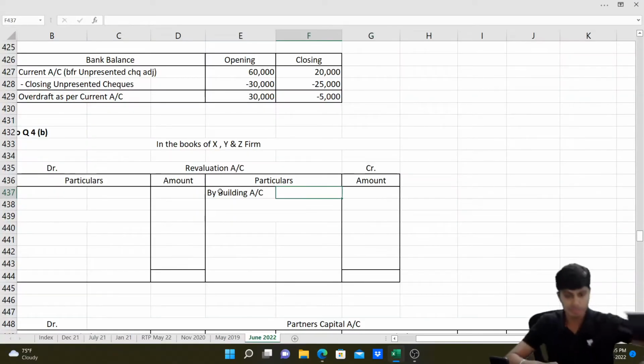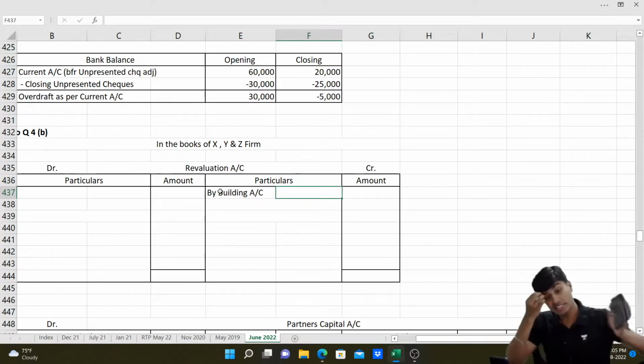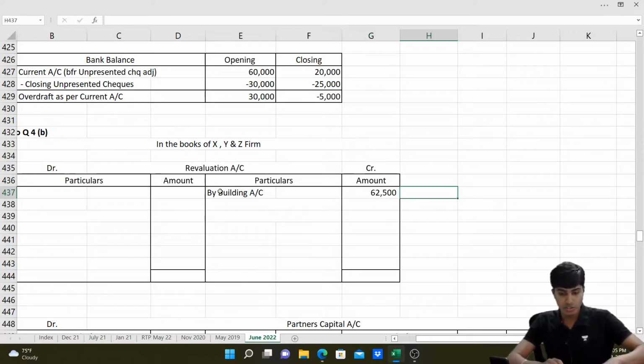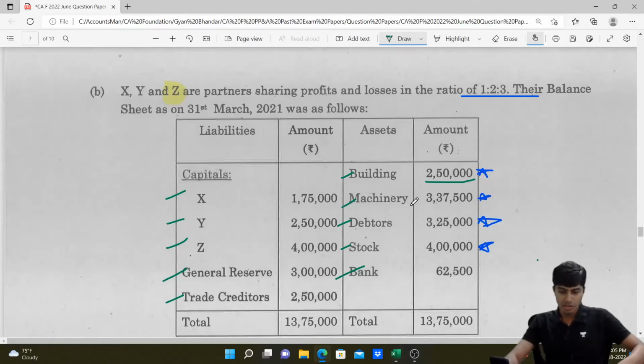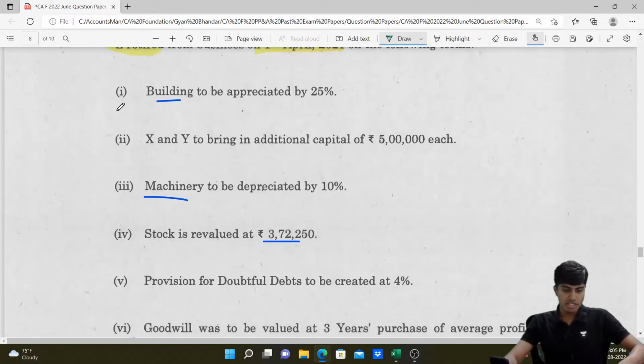That's 62,500. So we're going to write 62,500 here. That's the value of the building being appreciated. And in the balance sheet, building, whatever we've written in the inner column, 2 lakh 50, to that I would add 62,500. Done. Then we have machinery, 3 lakh 37,500. So machinery has an adjustment. We are just done with the first adjustment. The second adjustment is X and Y to bring in additional capital of 5 lakh each. So let's write the entry for them bringing in 5 lakh each.